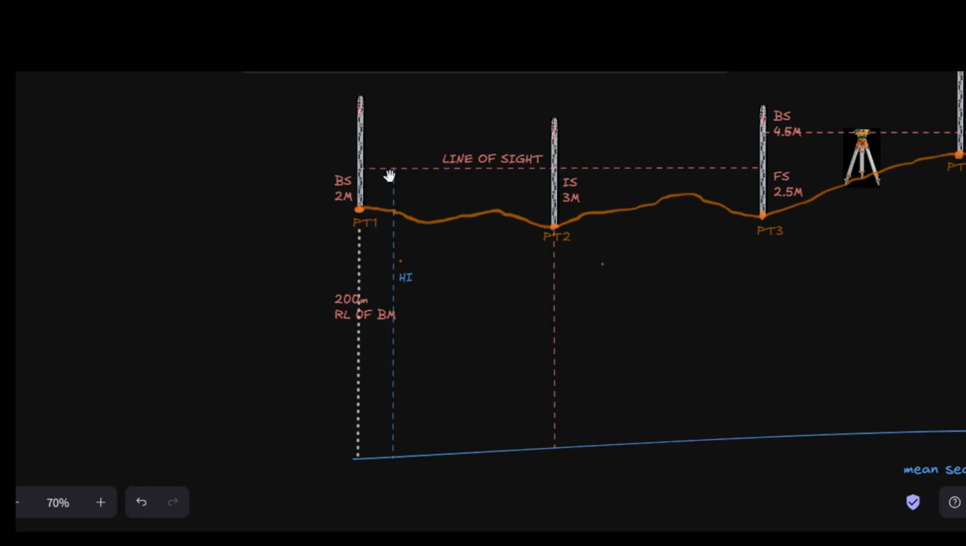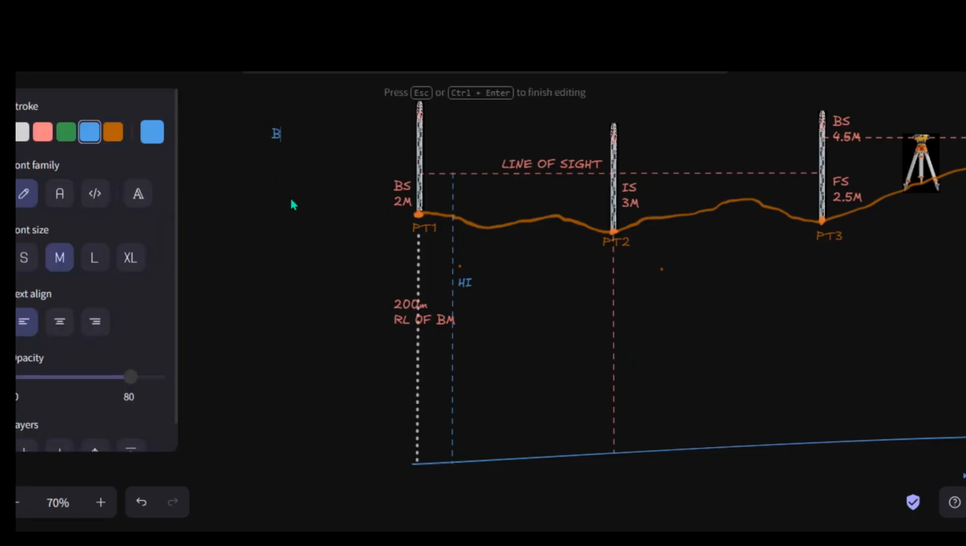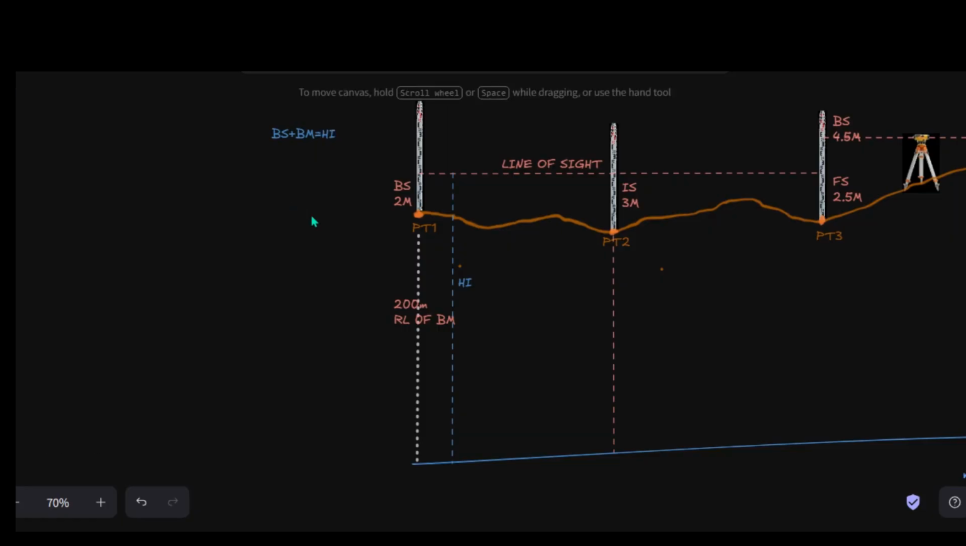Now look at this. This line constitutes the reduced level of the benchmark plus the backsight. So what does that tell you? It tells you that to get the height of instrument, I need to add backsight to the reduced level of benchmark. Or let's just say backsight plus benchmark is equal to what? Height of instrument. Did you see that? That is 1.